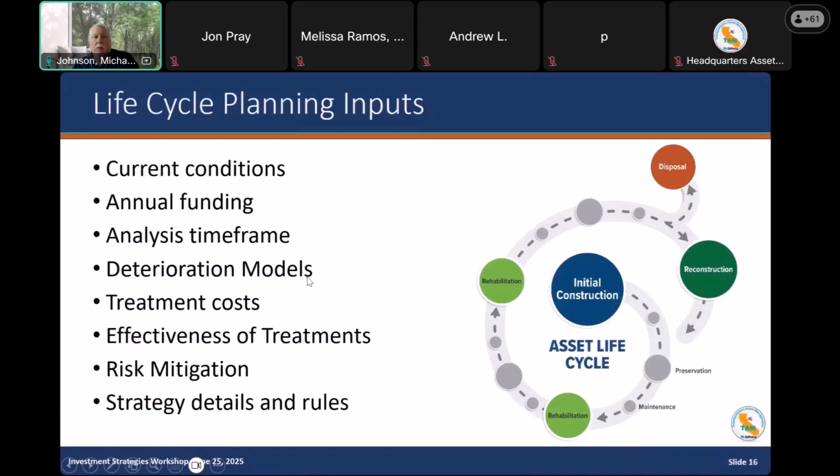Okay, one of the things we're required to consider is life cycle planning. And so the life cycle planning inputs are almost identical to the performance management inputs. What's your current condition? How much funding do you have? What's your analysis time frame? It's 10 years in our scenario. What do your deterioration models look like? What are your treatment costs? How effective are your treatments? And different treatments have different effectiveness. Then what are you doing with respect to risk mitigation? And then, what are the details associated with your strategy and rules that you might be thinking about?